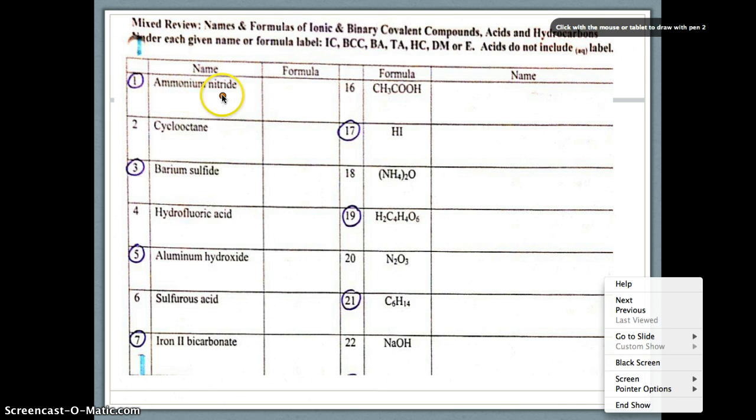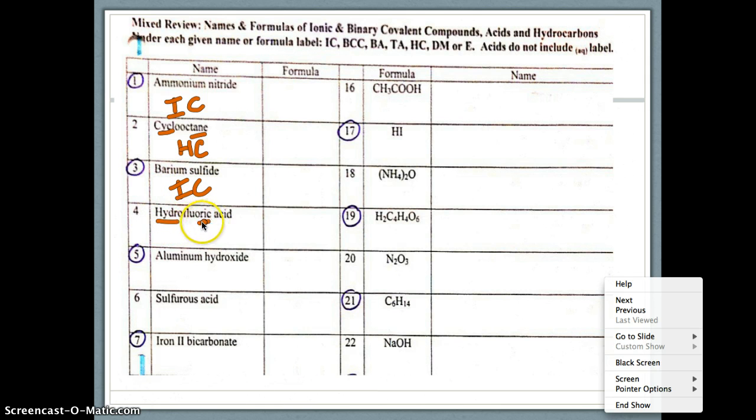So ammonium nitride, it starts with ammonium. This is an ionic compound, so you'd mark it IC. Cyclooctane starts with cyclo, ends in ANE. This is a hydrocarbon. Barium sulfide. Barium is a metal. Bam! Ionic compound.